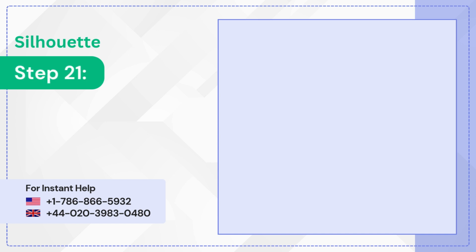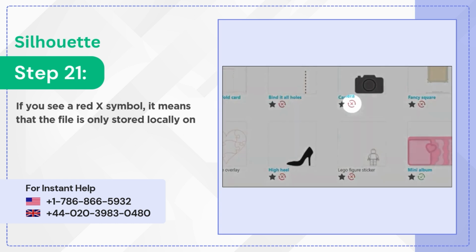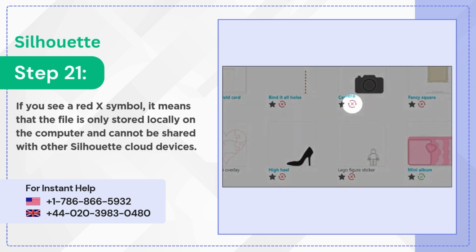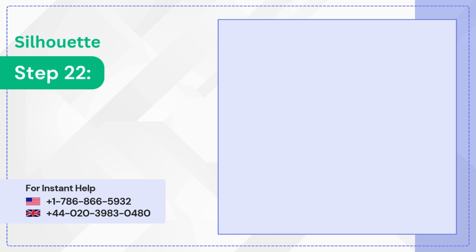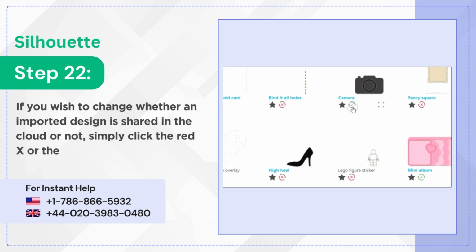Step 21. If you see a red X symbol, it means that the file is only stored locally on the computer and cannot be shared with other Silhouette cloud devices. Step 22. If you wish to change whether an imported design is shared in the cloud or not, simply click the red X or the green checkmark.